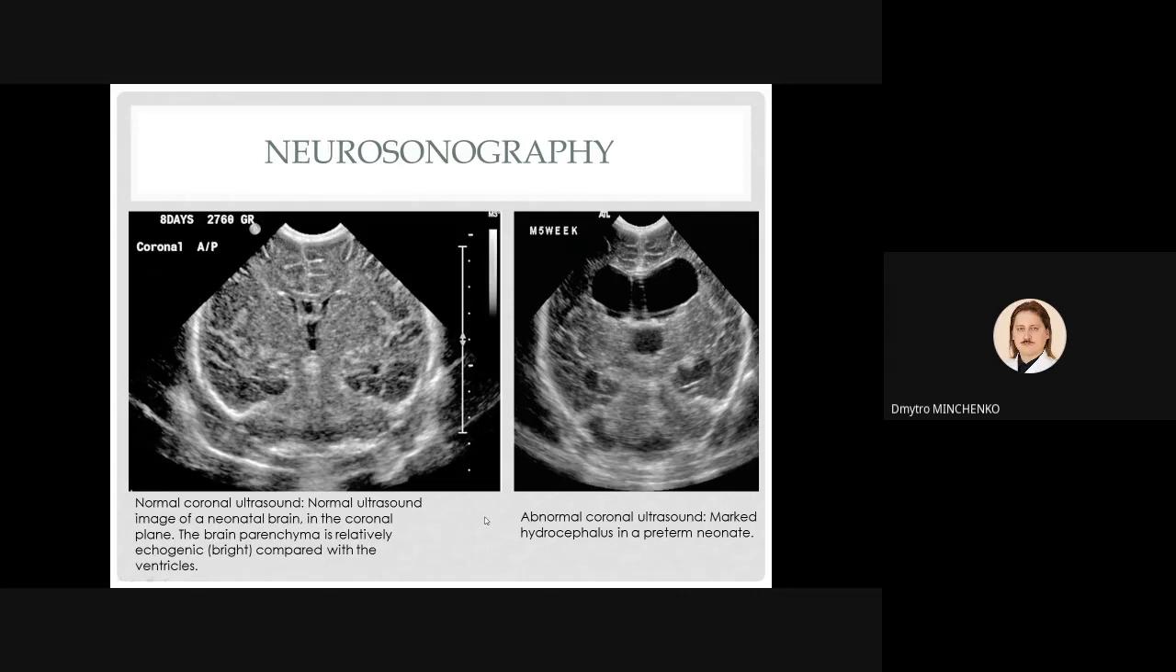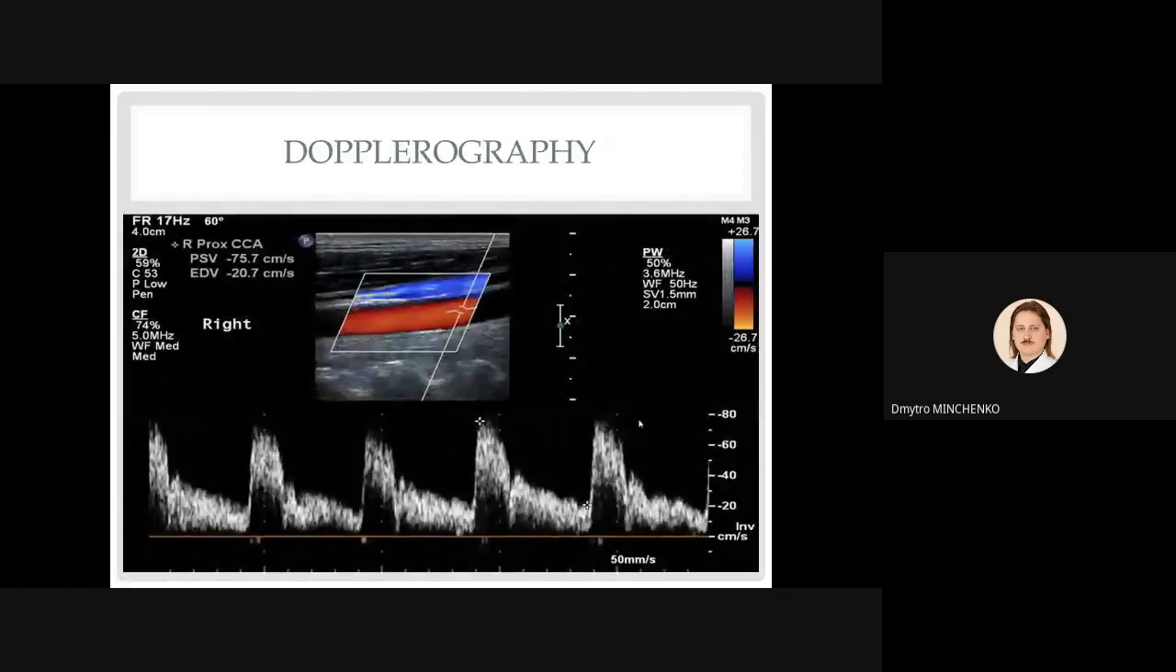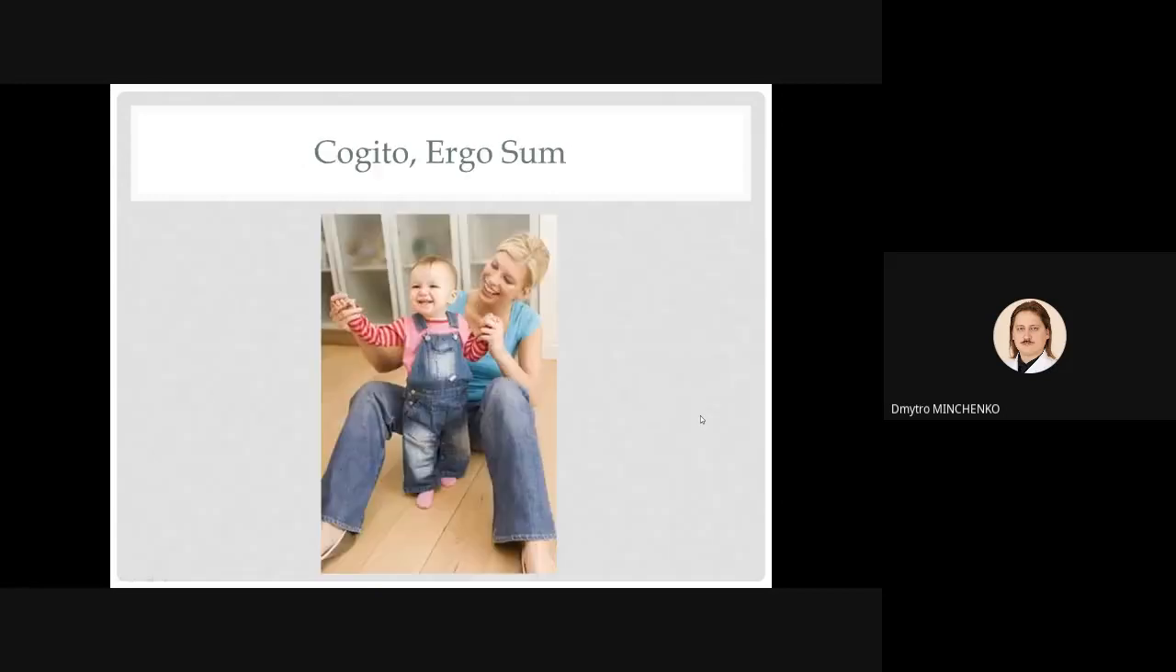So here we can see presentation of normal ultrasound and abnormal ultrasound in a child. Here we can see the expansion, and we can see the ventricles and the hydrocephalus syndrome in a preterm neonate. And Dopplerography. Here's another example of the Dopplerography. We can actually determine the blood vessels, the blood flow, right? And if there are any congenital abnormalities of the blood vessels, this can be a good method for diagnosing them, amongst other things as well.